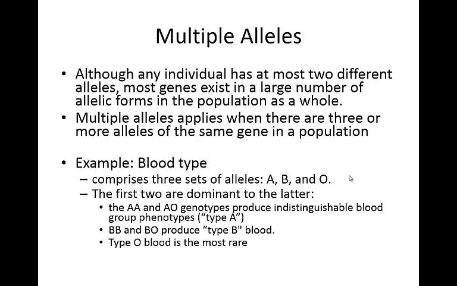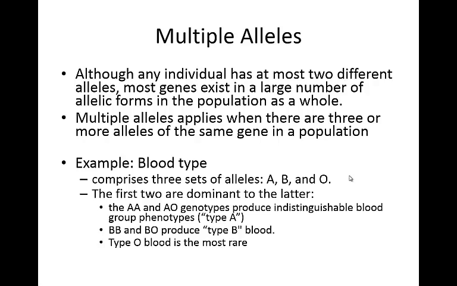So this segues nicely into multiple alleles. Although any individual has at most two different alleles, one from their mother and one from their father, most genes exist in a large number of allelic forms in the population as a whole. Multiple alleles only applies when you have 3 or more alleles or versions of the same gene in a population. Looking at the example of blood type, there are 3 different possible versions that individuals might get. One is A, one is B, and one is O.